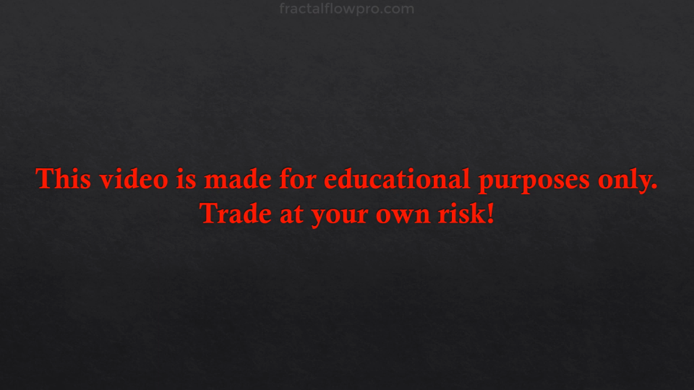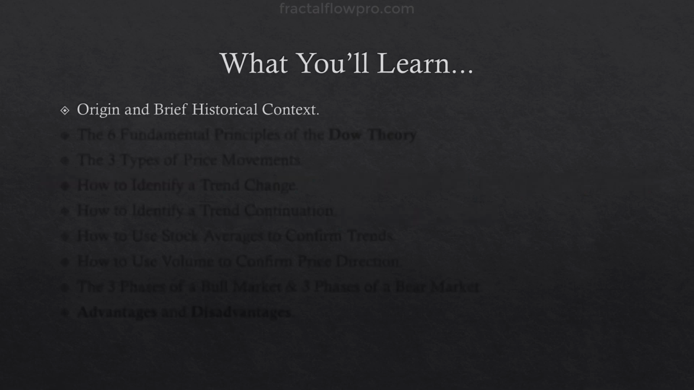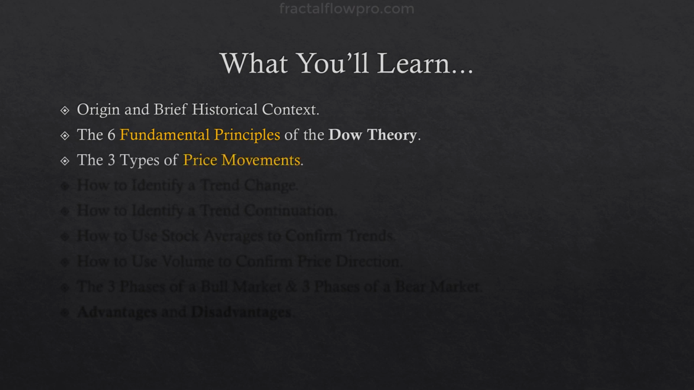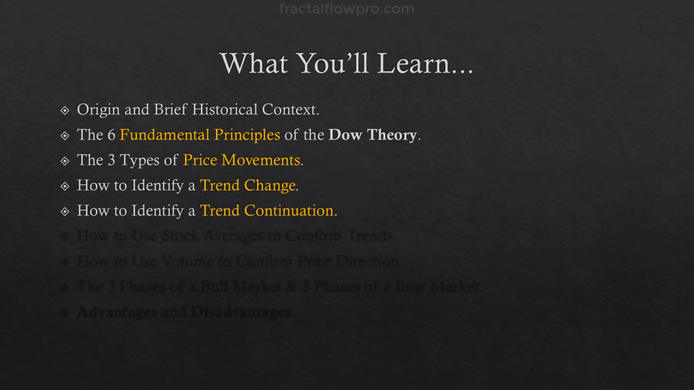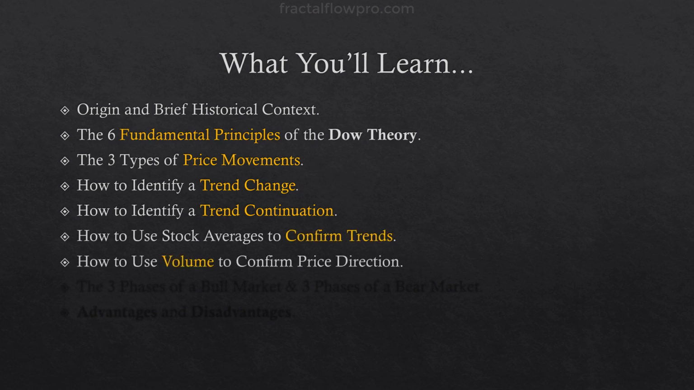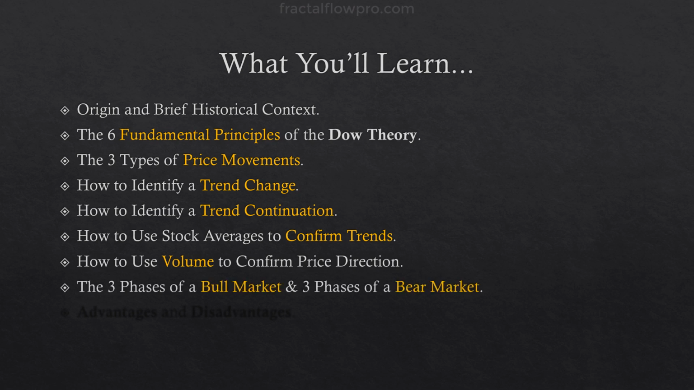In this course, you are going to learn the origin and a brief historical context in which the Dow theory was born and the 6 fundamental principles behind the theory. Within the 6 fundamental principles, you'll learn the 3 types of price movements, how to identify a trend change, how to determine if the trend is going to continue, how to use different stock averages to confirm the long-term trend, how to use volume to confirm price direction, the 3 different phases of bull and bear markets, and last but not least, you are going to learn the advantages and disadvantages of the theory as well.